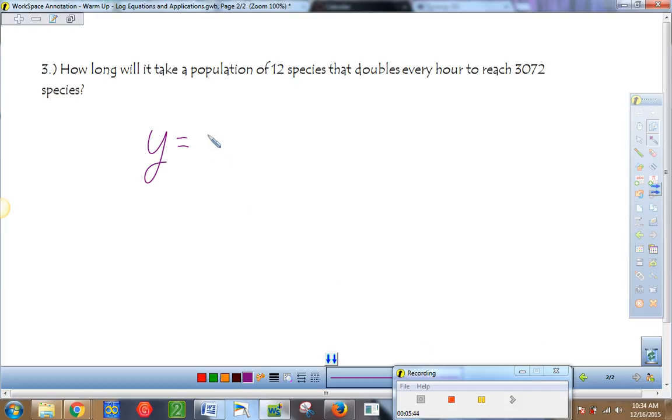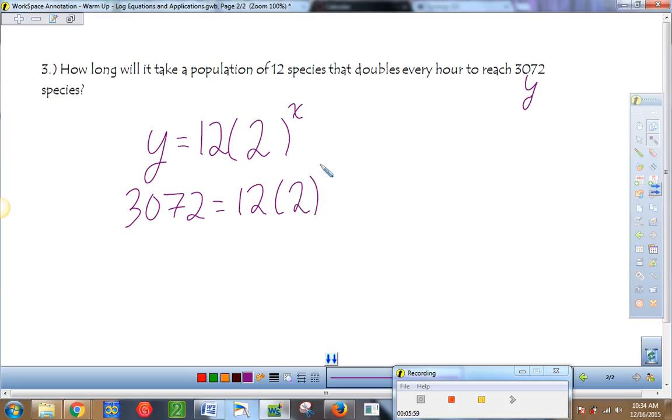12. And what are we doing? What are we multiplying by each time? We're doubling, so it's 2. And then we raise it to the x. What other information do they give us? And it equals this. Yes, this is your y value, right? I want to know if this is 3072, can you solve this? We're going to divide by 12. What do you get when you divide by 12?